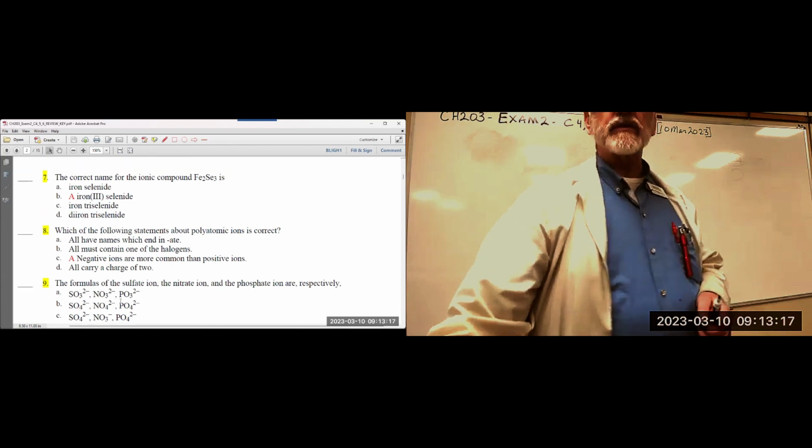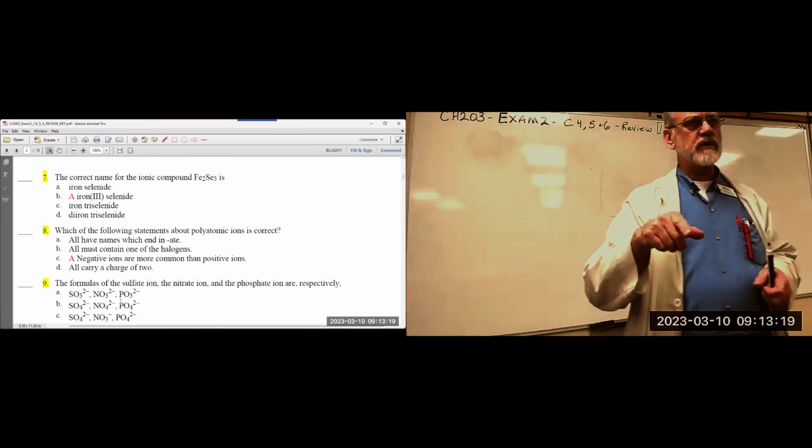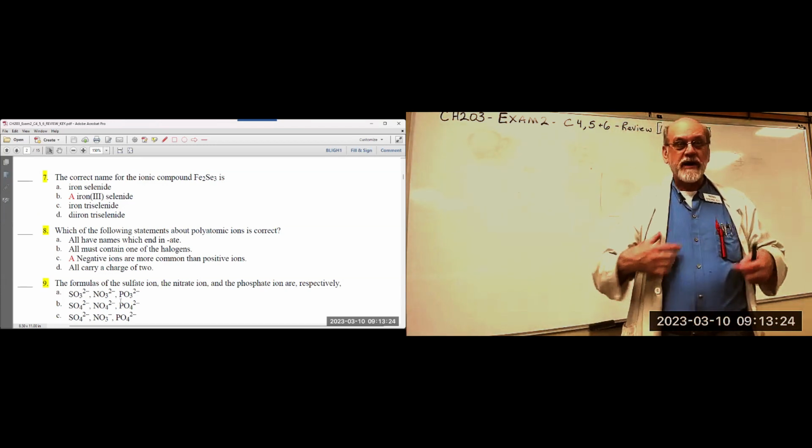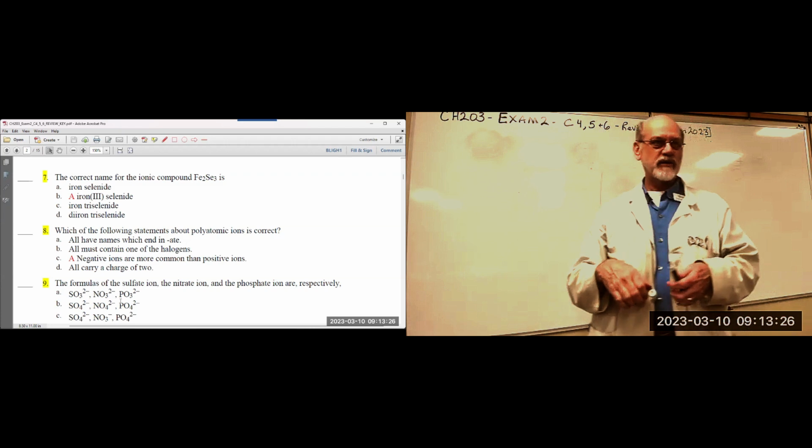Before I get too deep into this, are there any of these problems that you guys had trouble with and we need to definitely get to? Okay, I'll just keep going with the highlighted ones.